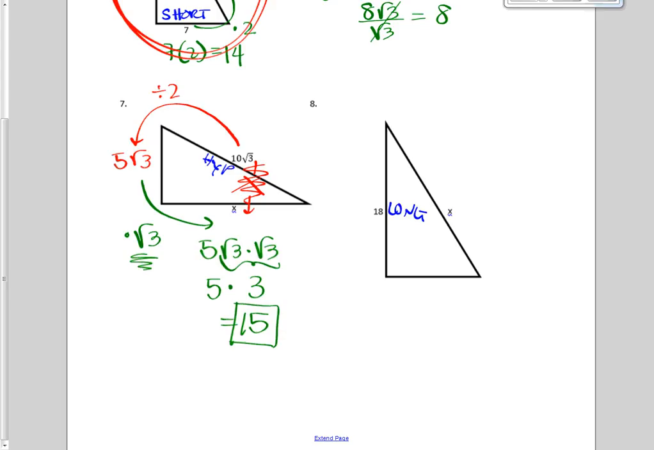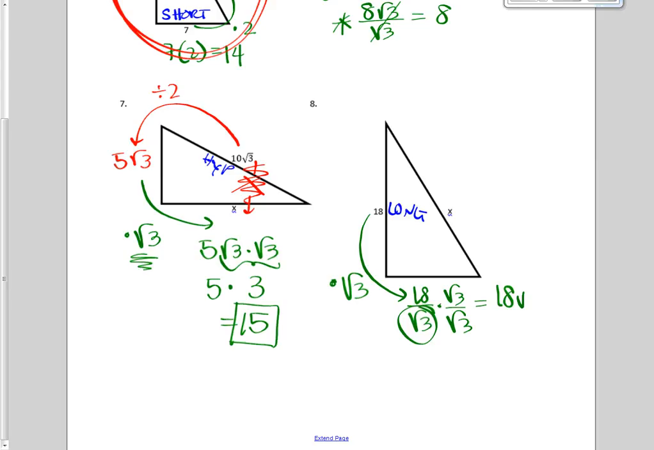Over here in this next one, I've got the long leg. To go long to short, it's just the same as we did up here. Long to short is divide by radical 3. So I've got 18 divided by radical 3, which I have to rationalize because I can't have a radical in the bottom.